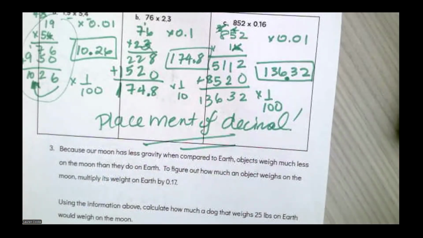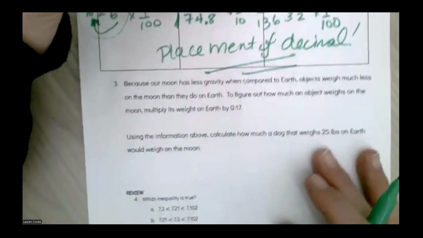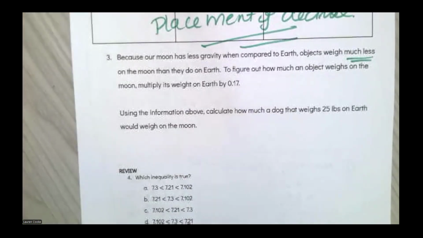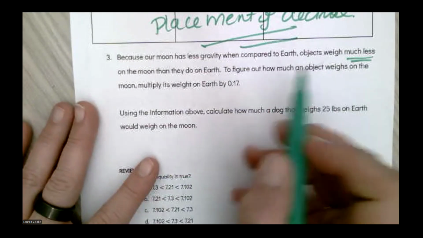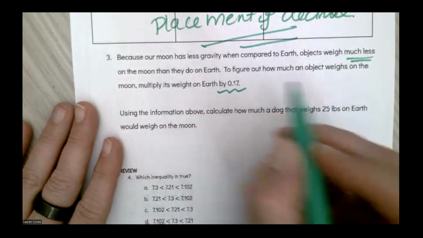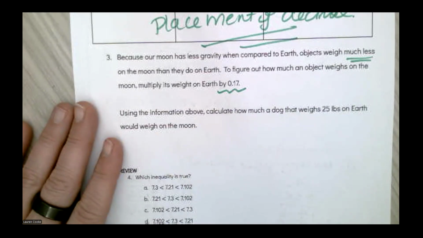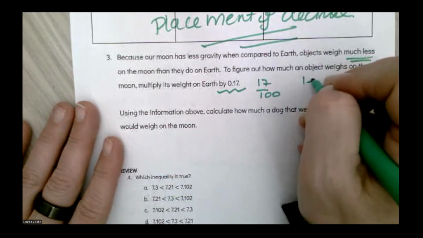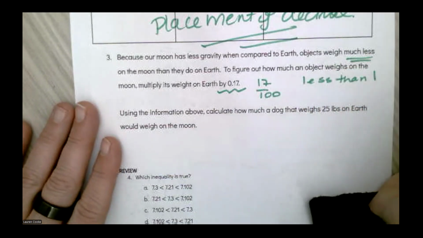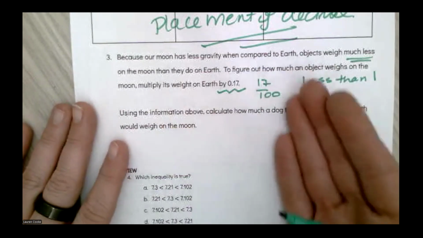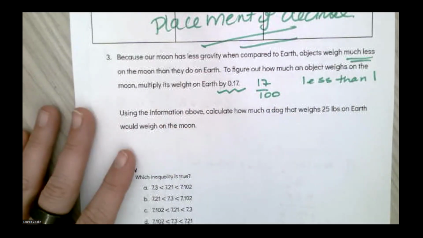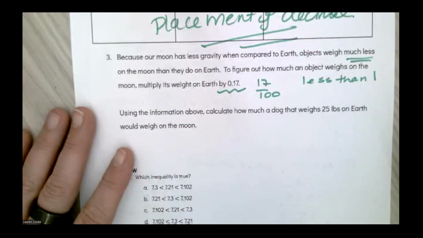All right. Because our moon has less gravity when compared to Earth, objects weigh much less on the moon. So they're still the same size and the same shape, but they just weigh less. To figure out how much an object weighs on the moon, multiply its weight on Earth by 17/100. So that is going to be less than 1. So even though we're multiplying it, it's this super small number. It's going to end up getting only a small portion of what we calculate on Earth.